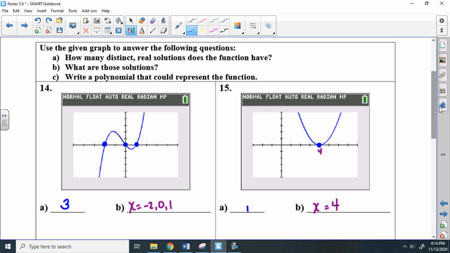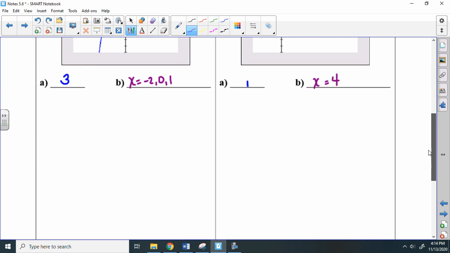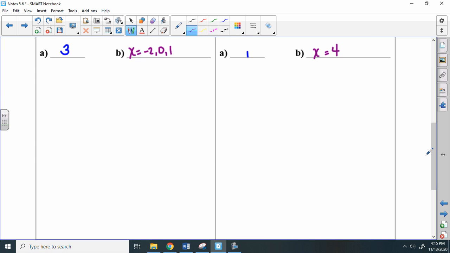Now what we're going to do is take these solutions and turn them into factors and then turn that into a polynomial. Let me make a little note here. We're going to turn each zero into a factor. Let me show you how you do that. You're going to want to write each one separately. So we've got x equals -2, x equals 0, and x equals 1.